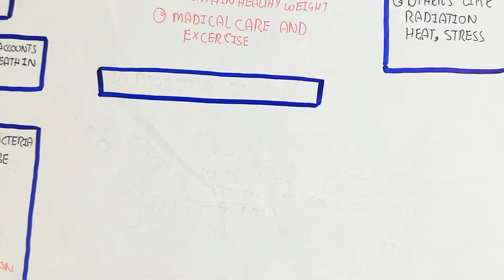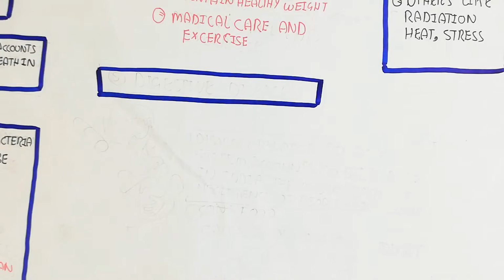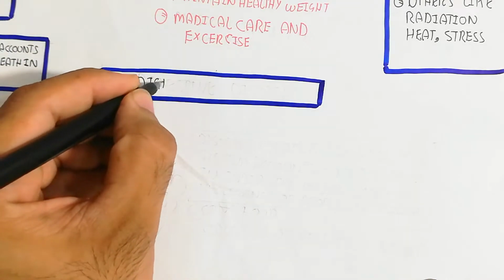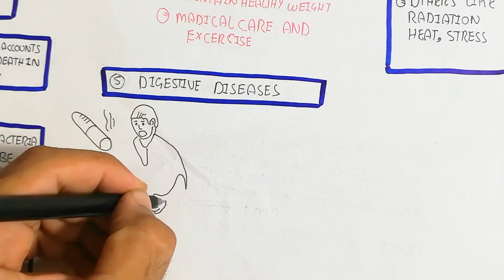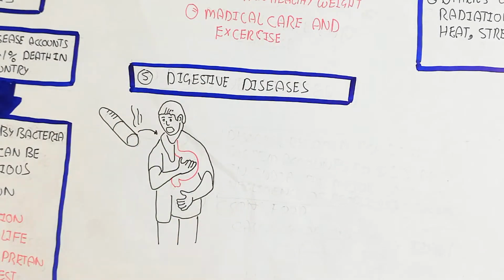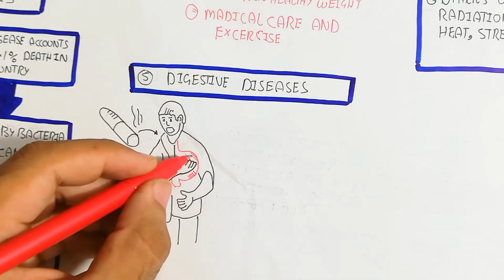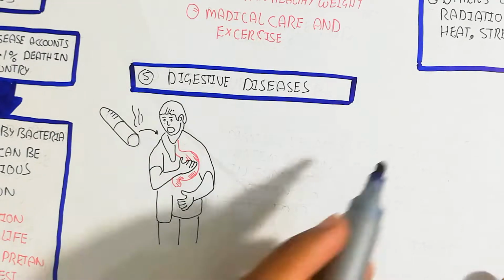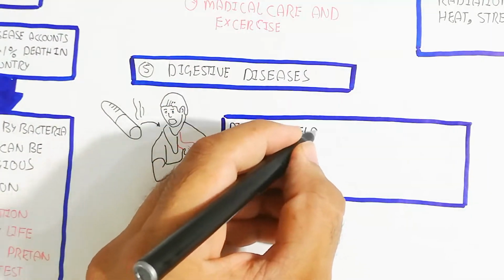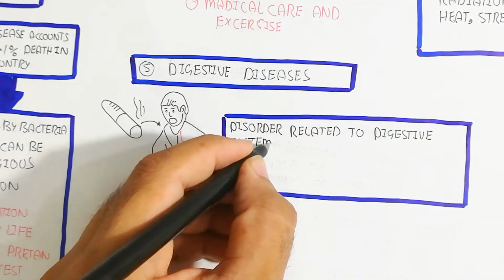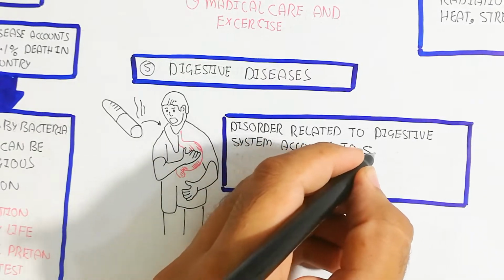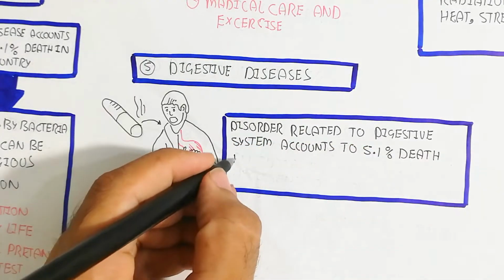On the other hand, the last one, number five, is digestive disease. That is very important. Digestive disease is more widespread throughout India and Pakistan, but deaths are fewer, though the disease is more common. So remember, disorders related to the digestive system account for 5.1% of deaths. It means the death toll is less than the other four.